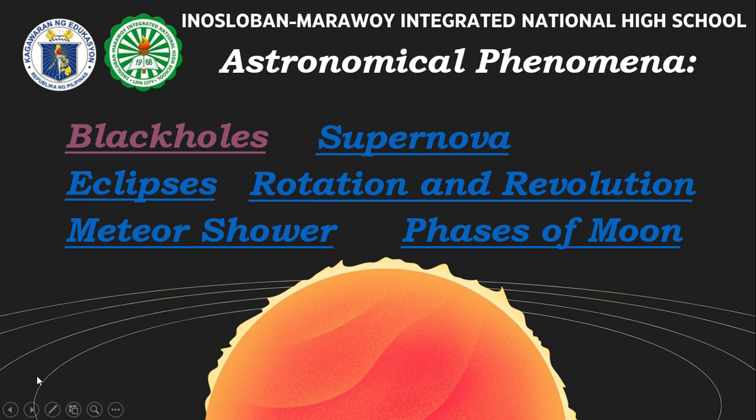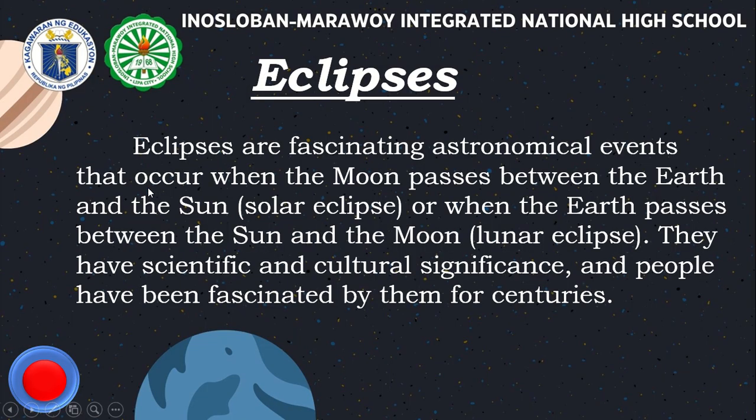Next, eclipses. Eclipses are one of the most fascinating events in the atmosphere. Eclipses are astronomical events that occur when the moon passes between the earth and the sun. So pag nasa gitna yung moon ng earth and sun, it is known as a solar eclipse. Or when the earth passes between the sun and the moon, pag yung earth naman yung nasa gitna ng moon and sun, it is known as a lunar eclipse. They have scientific and cultural significance.